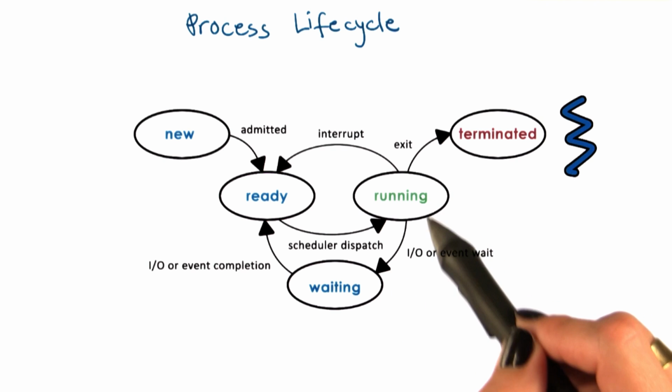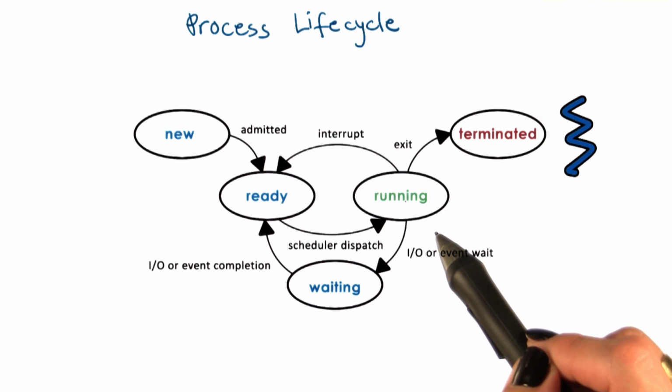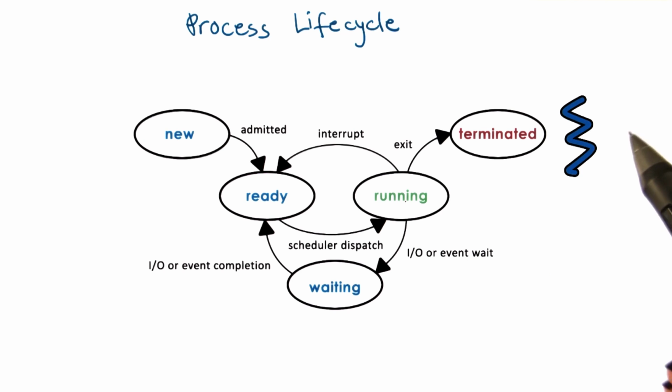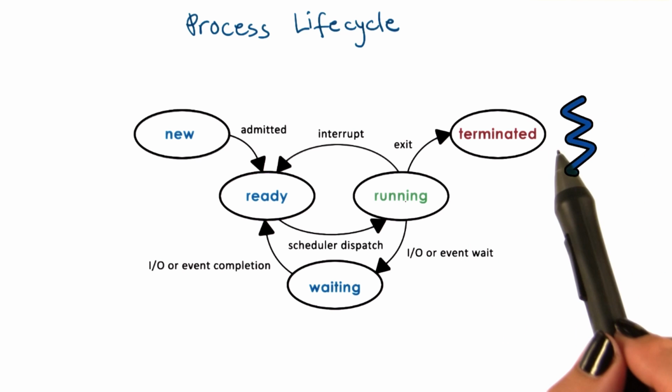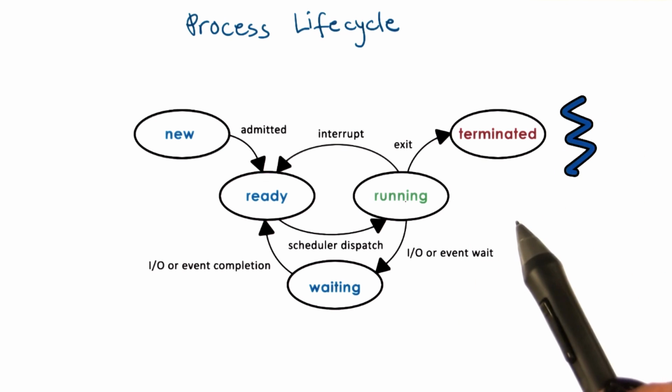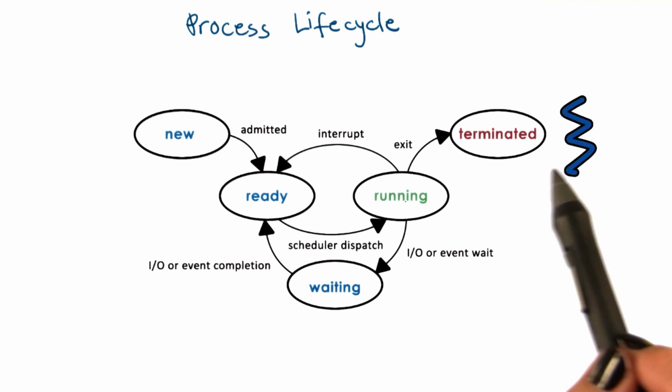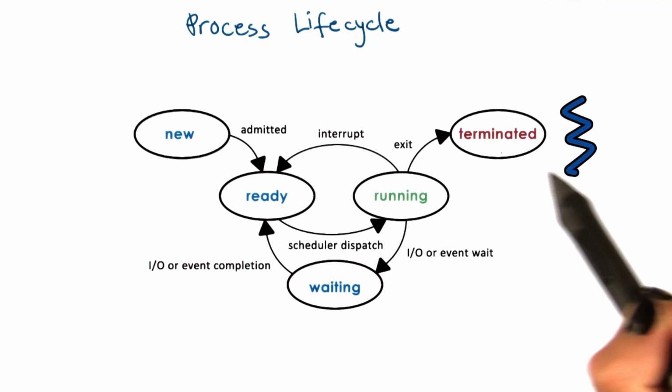Finally, when a running process finishes all operations in the program, or when it encounters some kind of error, it will exit. It will return the appropriate exit code, either success or error, and at that point, the process is terminated.